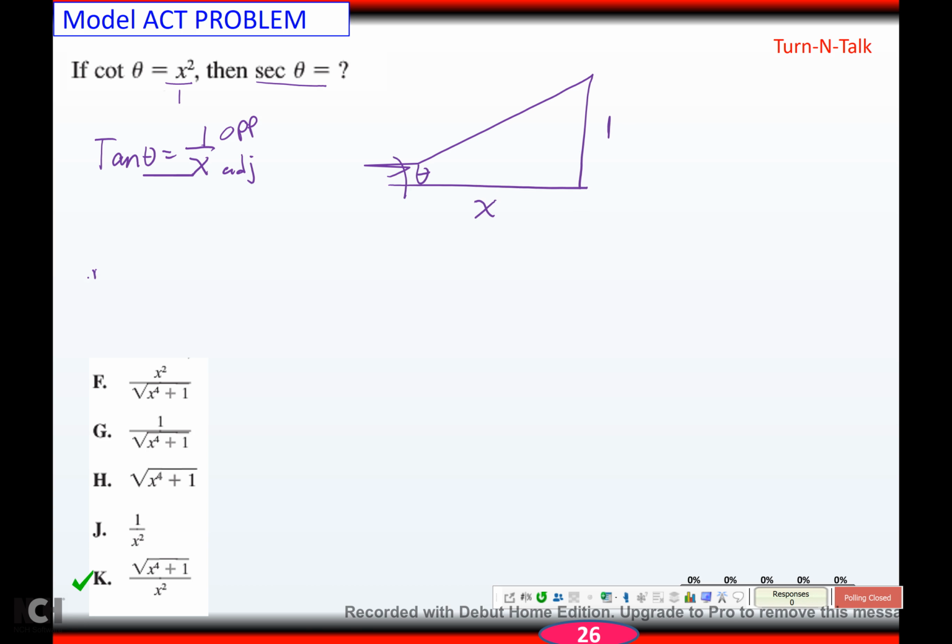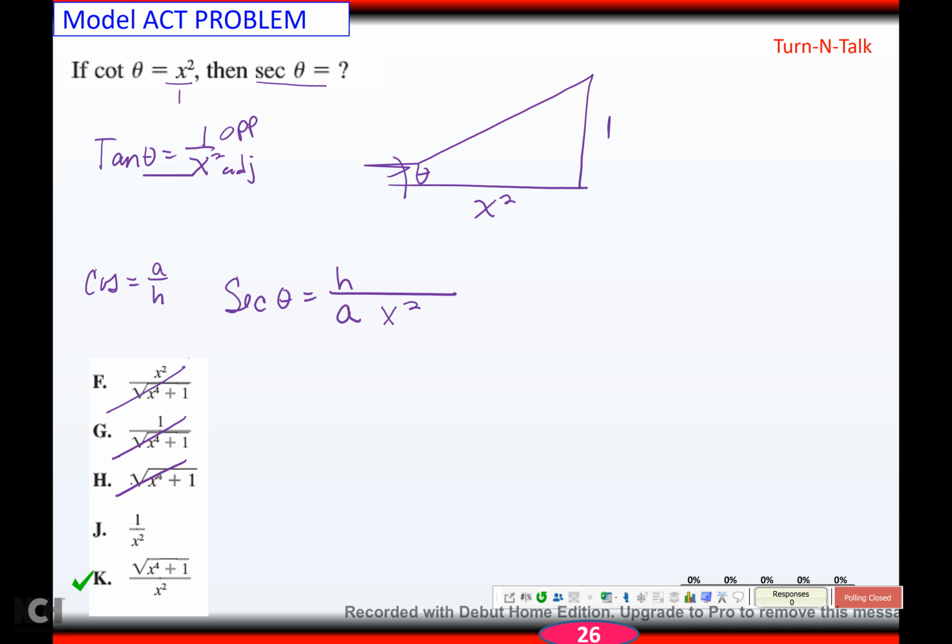Secant is reciprocal to cosine. Cosine is adjacent over hypotenuse. So secant theta is going to be the hypotenuse over the adjacent. Well, oh, sorry, this is x squared. Okay, so I know that my adjacent is x squared. So the bottom has to be x squared. Okay, well, that eliminates that, and that. So now I just got to pick between those two.